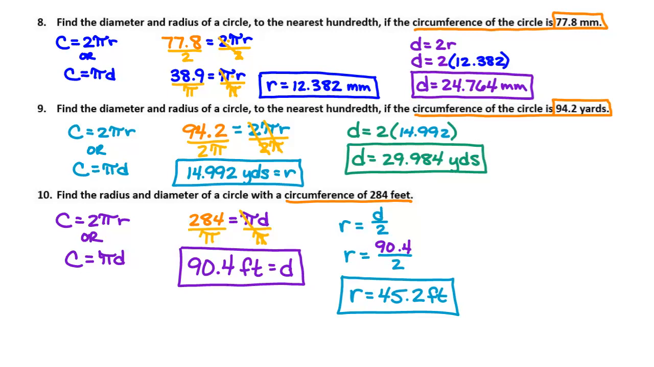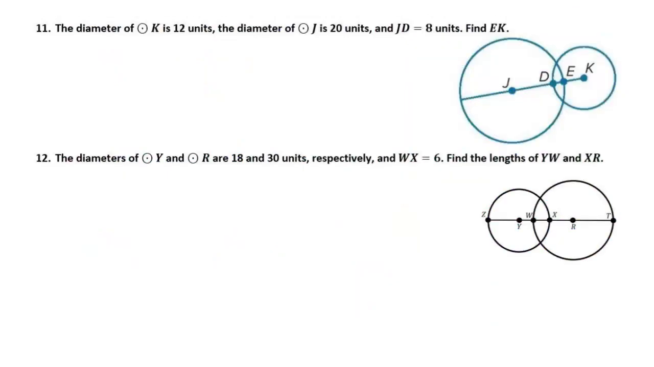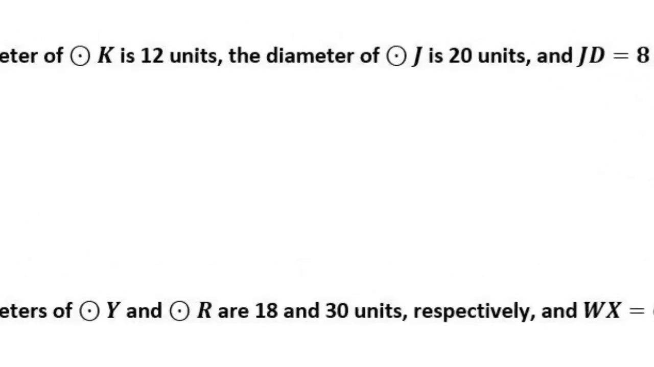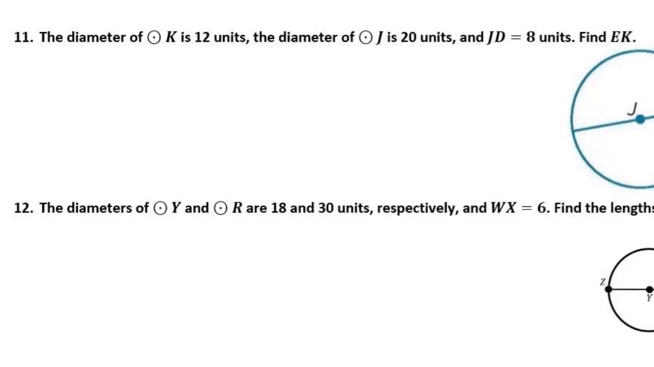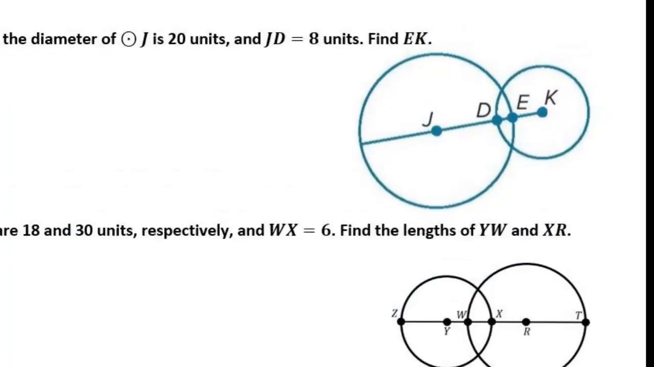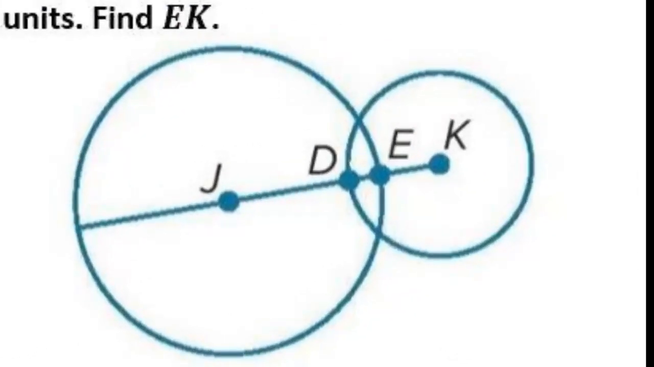We have 2 more problems that I want to get through today. They're very similar, and they use the ideas that we've been working on here. So looking at number 11. It says the diameter of circle K is 12 units. Let's go look at circle K. Which one's circle K, the big one or the little one? The little one. And so we have the diameter, this distance right here, is 12 units.